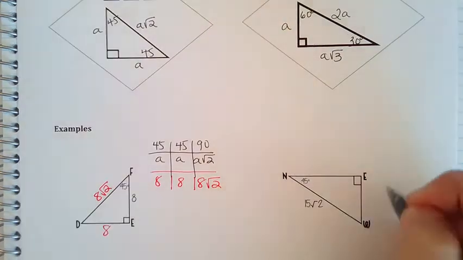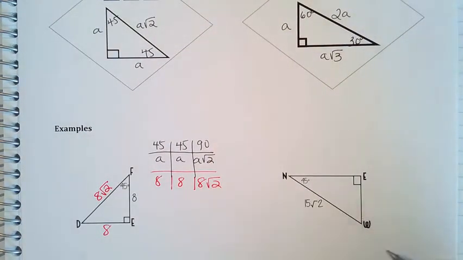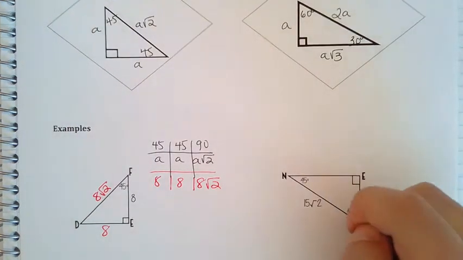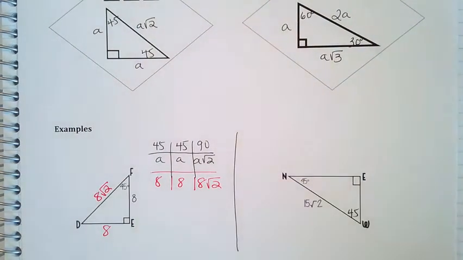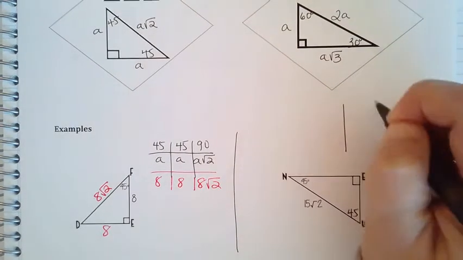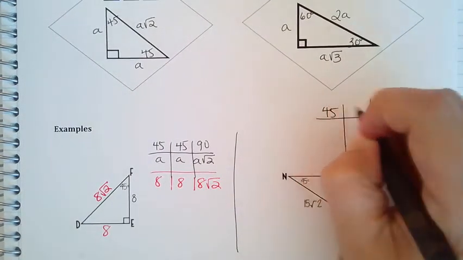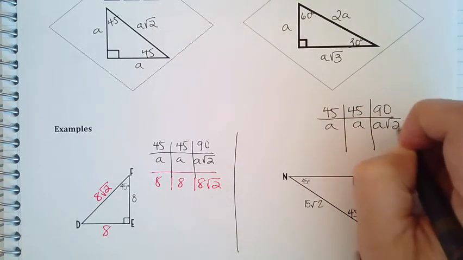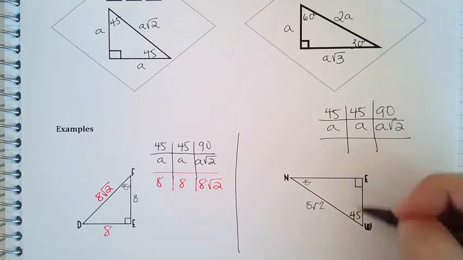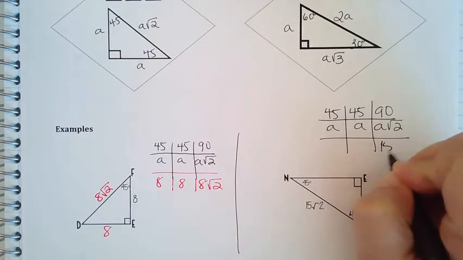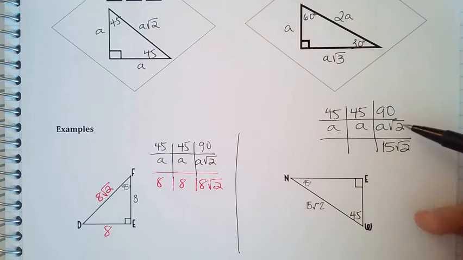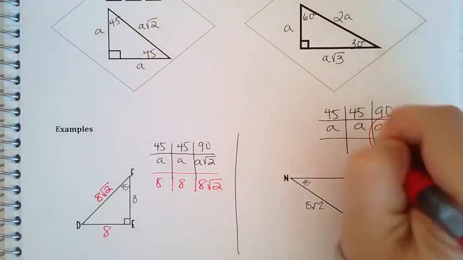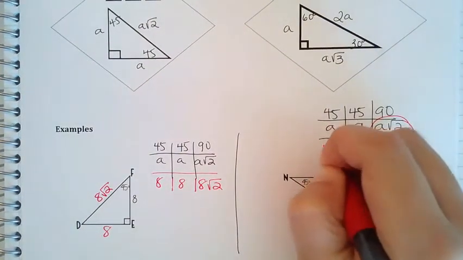Okay, now let's do this one. I'm well aware that the scale looks really weird. Go by the labels, not what it looks like. If this is also 45, then I'm going to draw my table: 45, 45, 90, A, A root 2. What I have is the side opposite my 90 is 15 root 2. Some of us might notice that A must be 15, and those people would be right.